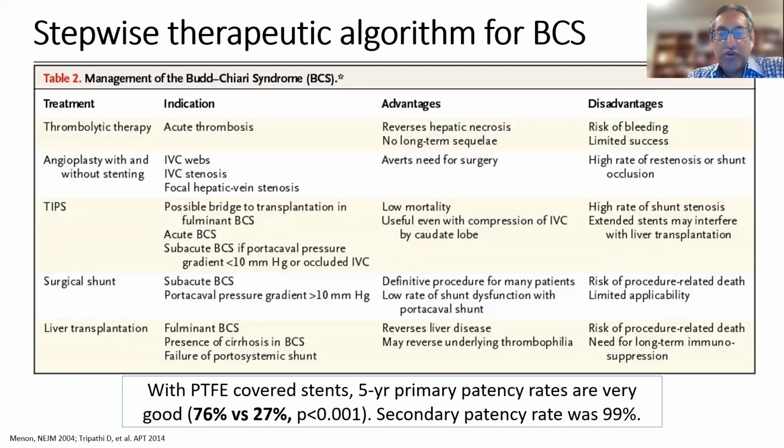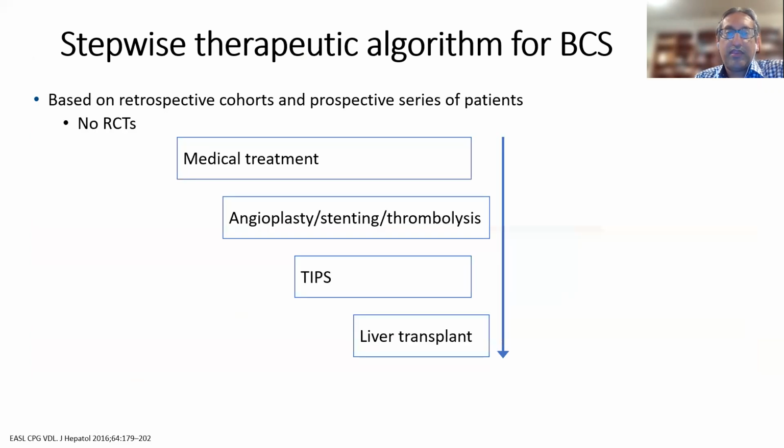Now with the new covered stent that we have, the patency of these stents is significant, and TIPS has been used more. The primary patency now is like 76% with the covered stent, and secondary patency is 99%. So these patients are doing really well after the stent, but they would always require anticoagulation.